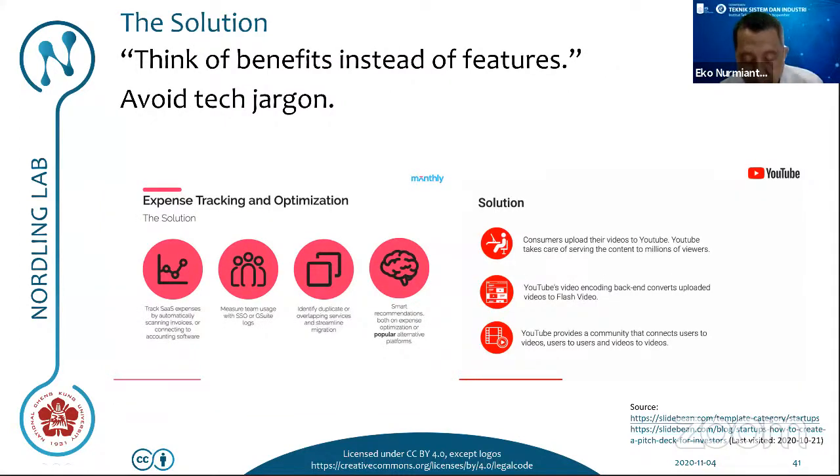Now, to continue on the solution, when you create the solution slide, you should think of benefits instead of features, to quote Kaija, and you should avoid tech jargon, because using tech jargon is impolite towards the reader that is actually probably not an expert in your field. And here you also have an additional example from Monthly and from YouTube that I recommend that you look at yourself.